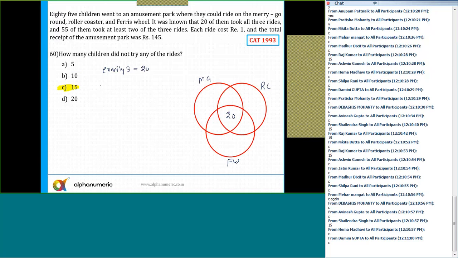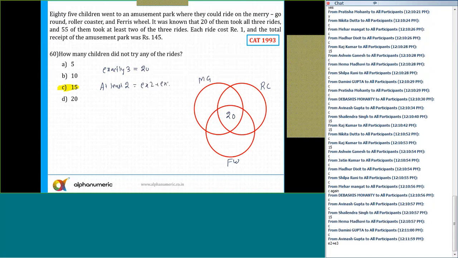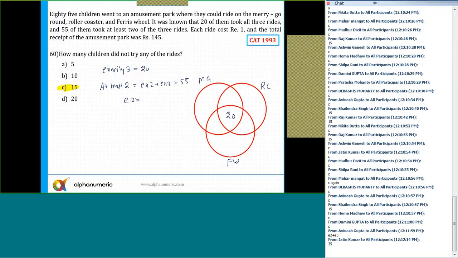And at least 2 is always equal to exactly 2 plus exactly 3, and the total number of people is 55. So from here, we know exactly 3 is equal to 20. So exactly 2 is equal to how much? Exactly 3 is 20, so exactly 2 is equal to 55 minus 20. And what is 55 minus 20? That is equal to 35.